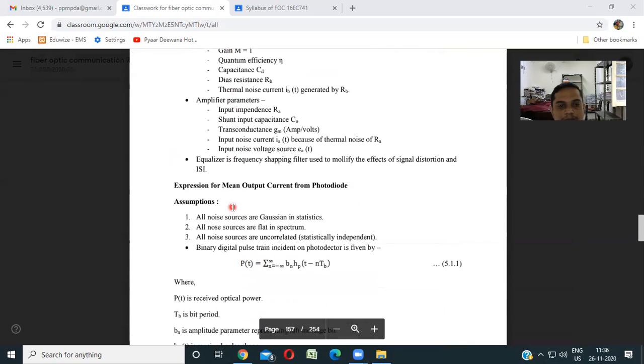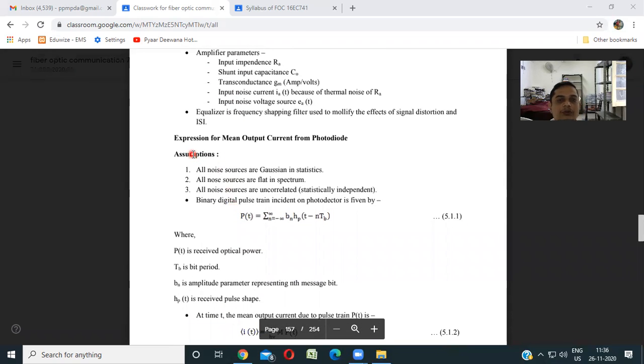Then let us see the expression of the mean output current from the photodiode. Let us see what the assumptions are. They have made three assumptions. All noise sources are Gaussian in statistics. Second, all noise sources are flat in spectrum. And third, all noise sources are uncorrelated, meaning they are independent, not related with each other.